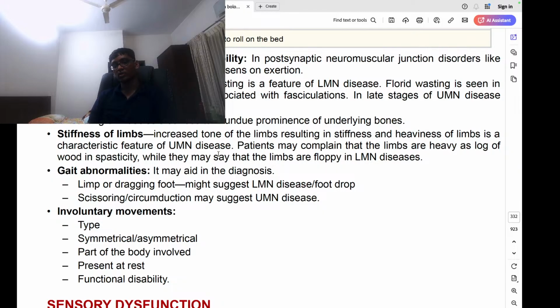Stiffness of limb, increased tone of the limb resulting in stiffness and heaviness of limbs, is a characteristic feature of upper motor neuron disease. Patients may complain that the limbs are heavy as a log in spasticity, while they may say that limbs are floppy in lower motor neuron disease.